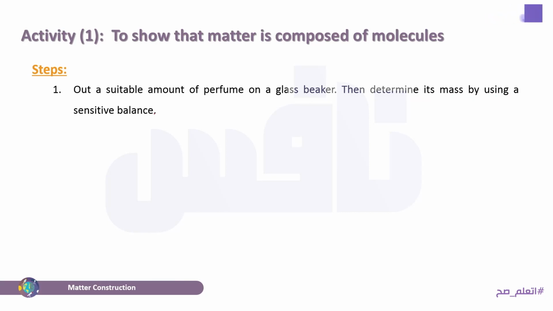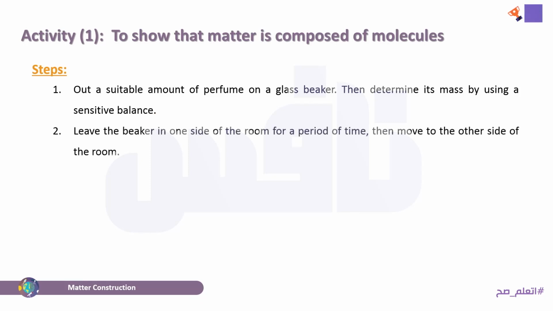هجيب كميه صغيره من البرفيوم بتاعتي واحطها في glass beaker. Okay. Number 2, leave the beaker in one side of the room for a period of time, then move to the other side of the room. طيب, هقيس الماس بتاعت البرفيوم بsensitive balance. اوكي. تاني حاجة هسيبها لفترة معينة في الأوضة. طيب, هعمل ايه تاني؟ Number 3, determine the mass of the beaker again. هقيس الماس بتاعتها مرة تانية.